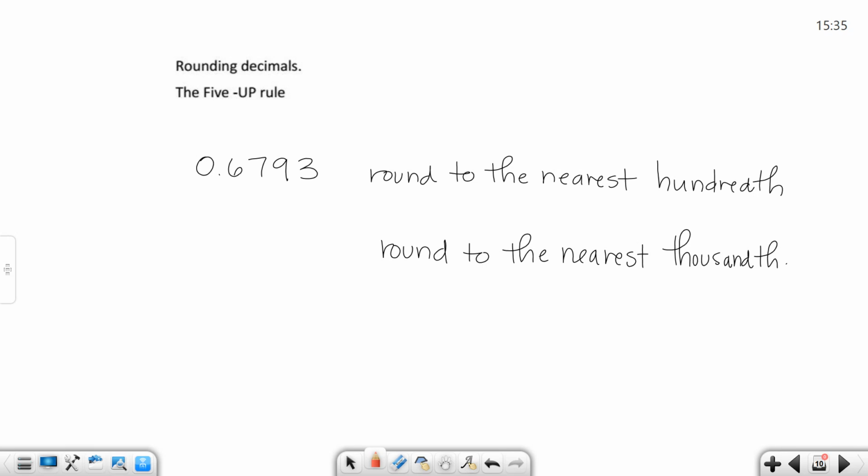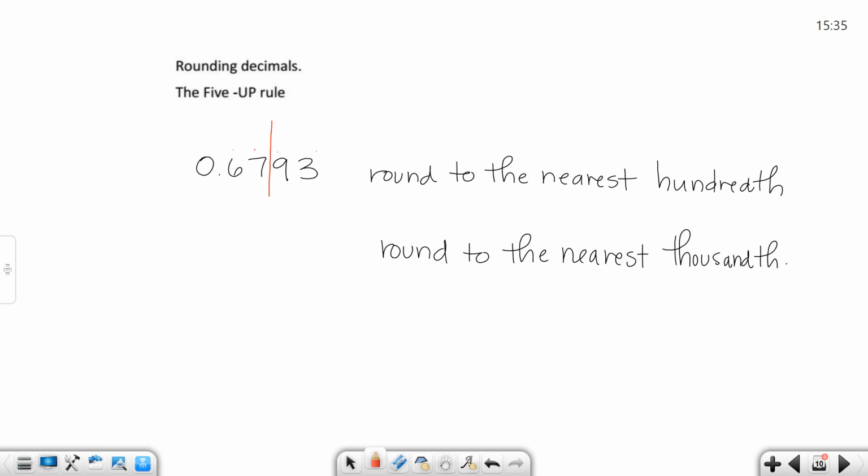Probably your hardest one. These won't be too bad. Okay, so we're rounding. We rounded it before the midterm, but now we're rounding in terms of decimals. And your first one says we're going to take this number and we're going to round to the nearest hundredth. Okay, so remember we have tenths, hundredths, thousandths, 10,000ths.